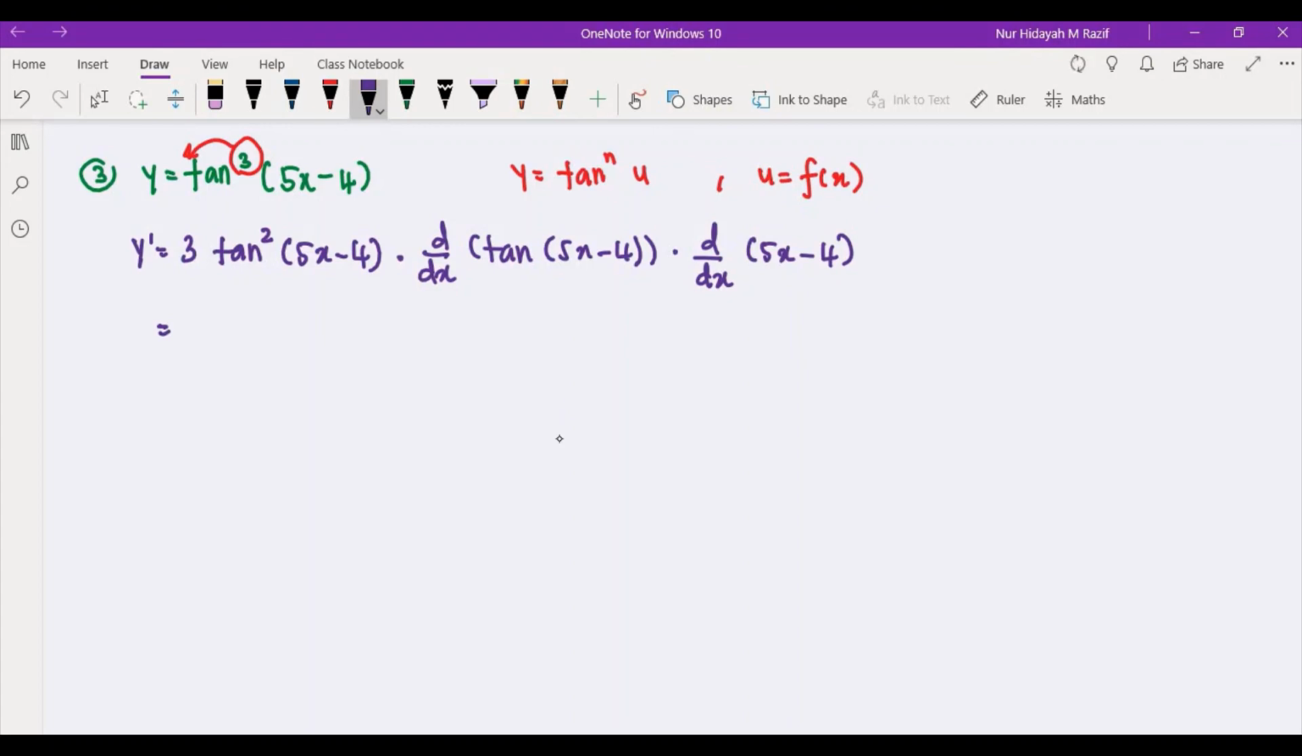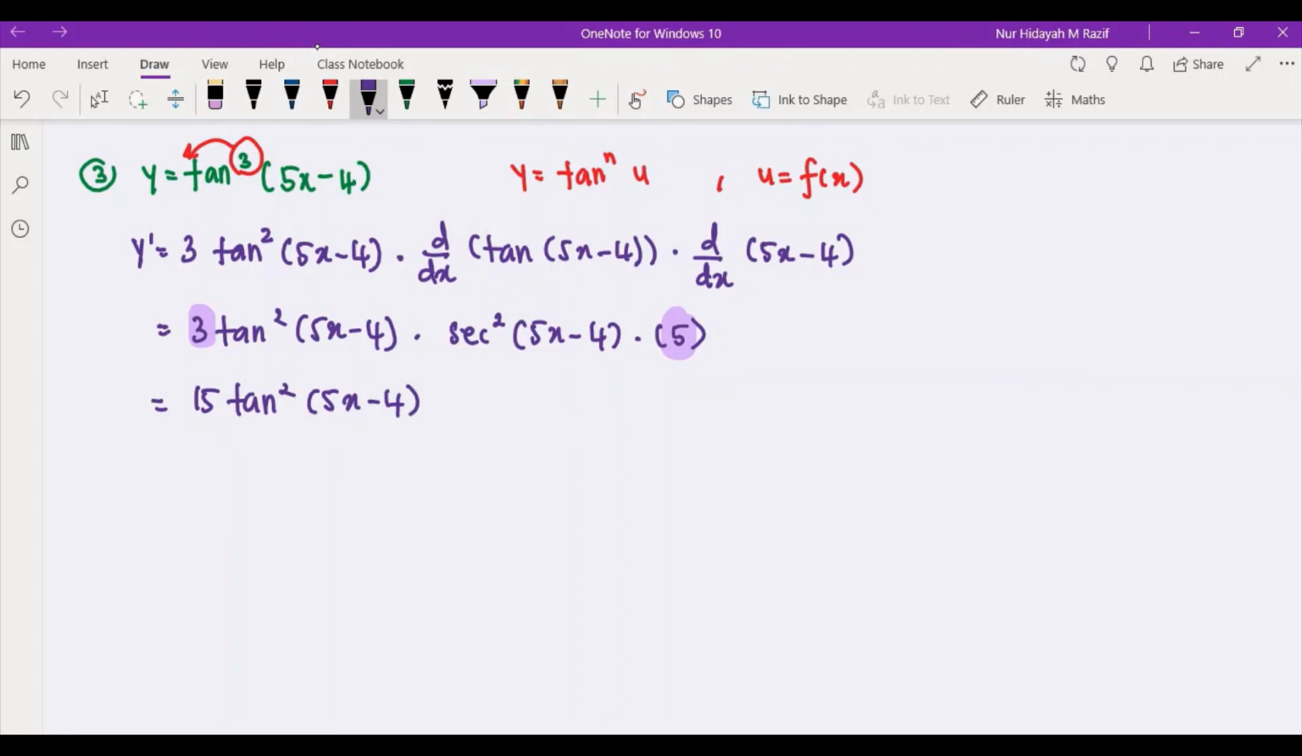And from here, you are going to get 3 tangent square of 5x minus 4 multiplied by differentiating tangent will give me secant square. The angle will follow, 5x minus 4. And then differentiating my angle giving me 5. From there, I can just multiply the 3 and the 5 together, giving me the final answer: 15 tangent square of 5x minus 4 multiplied by secant square of 5x minus 4.